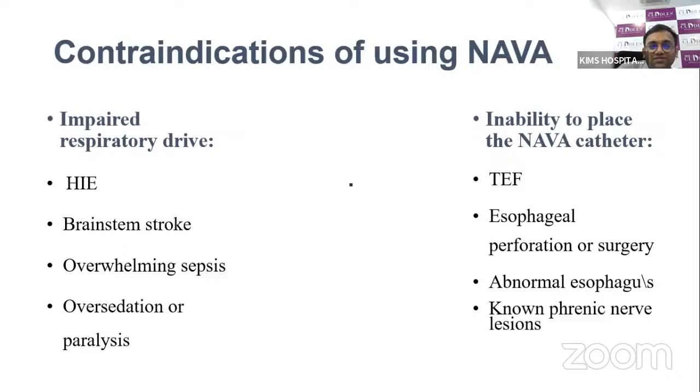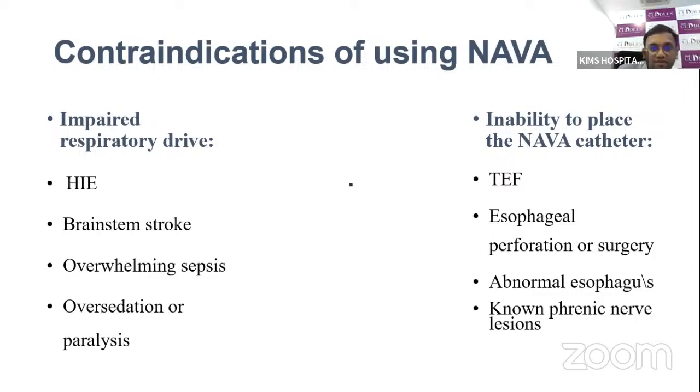However, even though it looks so promising, there are certain contraindications for using NAVA. The majority of term babies may be ventilated secondary to HIE, where they might have an impaired respiratory drive. Sometimes the baby might have developed a perinatal stroke, or there may be overwhelming sepsis that impairs the respiratory drive. The babies might have frequent episodes of apnea, or sometimes we might oversedate or paralyse for certain conditions, like in the case of PPHN, where the respiratory drive is impaired.